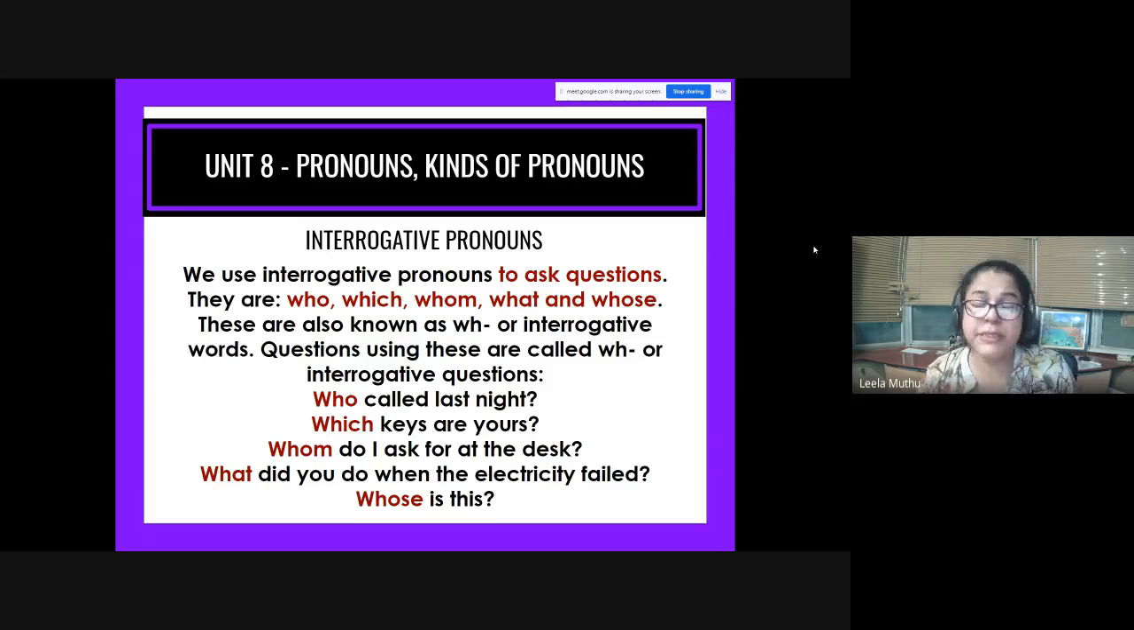Whose is this? Let's say this is my pair of scissors. Whose is this? The scissors. The "whose" is a question referring to basically the scissors, right? So it's taking the place of the noun in this sentence. Whose is this?